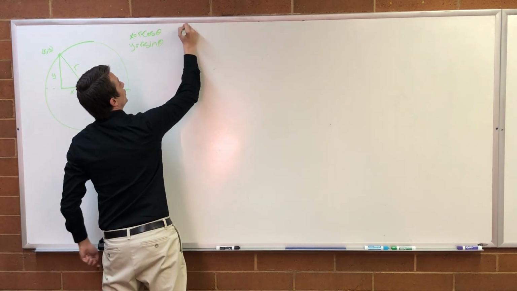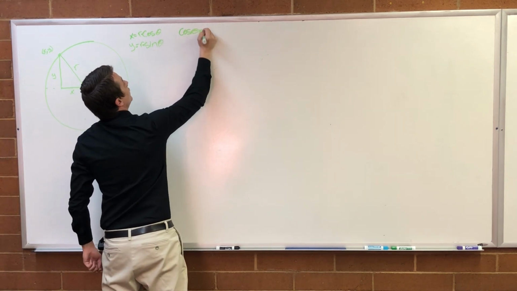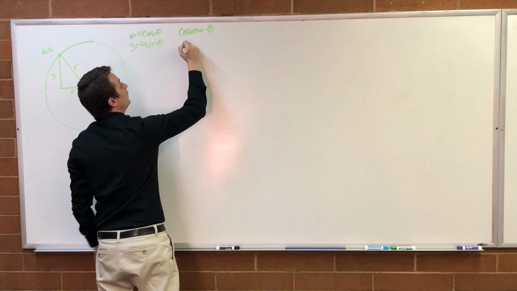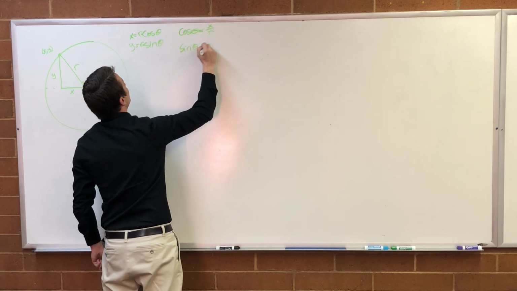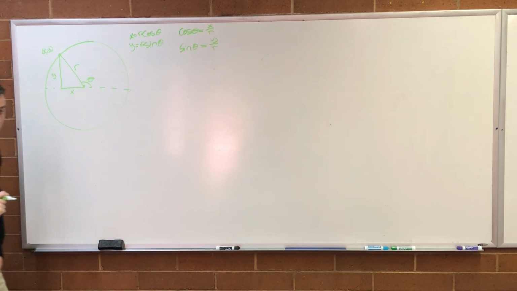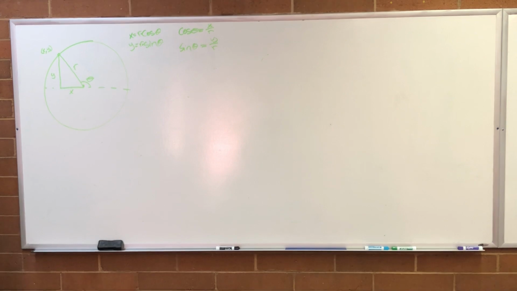Rework these. What do we get? We get cosine of theta is always equal to x over r when you divide both sides by r. Sine of theta is always equal to y over r when you divide both sides by r. Make sense? Now that's how the author introduces their definition.